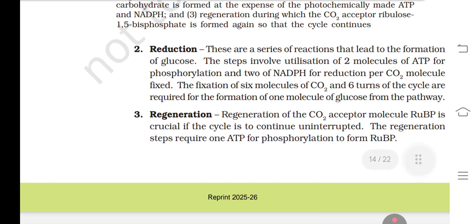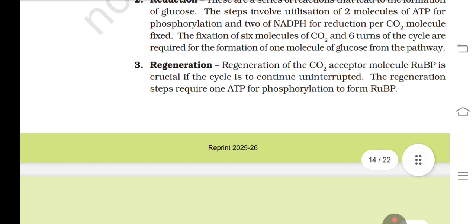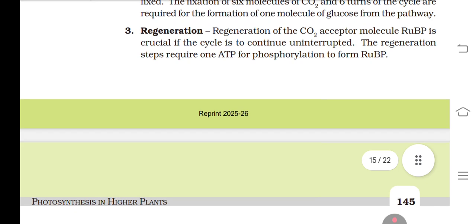Reduction. These are the series of reactions that lead to the formation of glucose. The steps involve utilization of two molecules of ATP for phosphorylation and two NADPH for reduction per carbon dioxide molecule fixed. For the fixation of six molecules of carbon dioxide, six turns of the cycle are required for the formation of one molecule of glucose from the pathway.